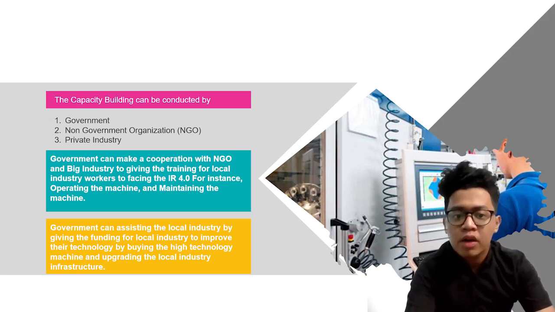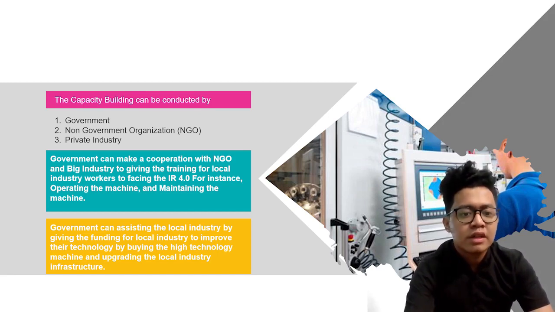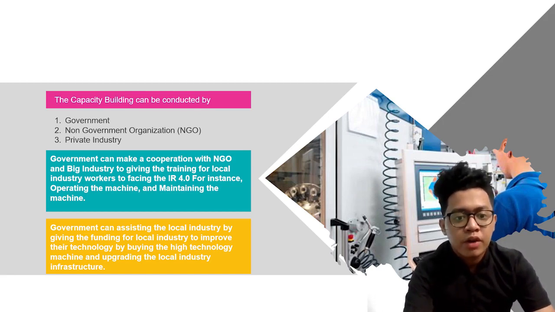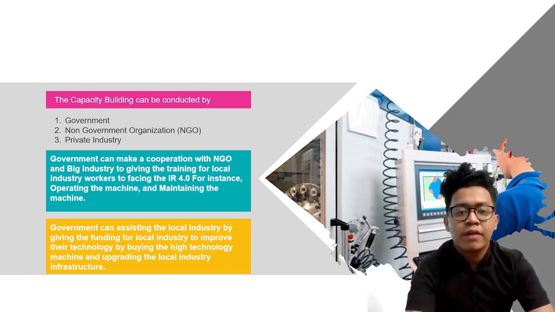Government can cooperate with NGOs and big industry to give training for local industry workers to face IR 4.0, for instance, operating the machine and maintaining the machine. Government can assist local industry by giving funding to improve their technology by buying high technology machines and upgrading the local industry infrastructure.